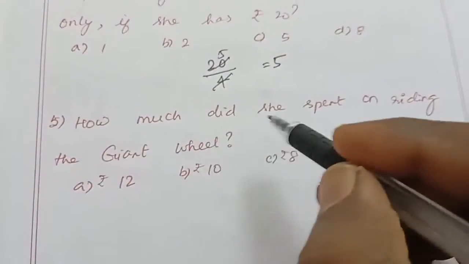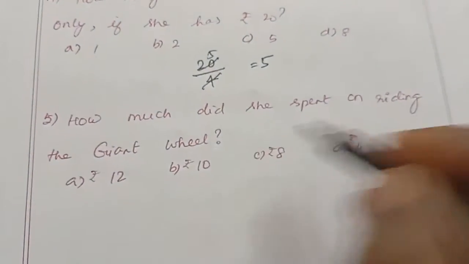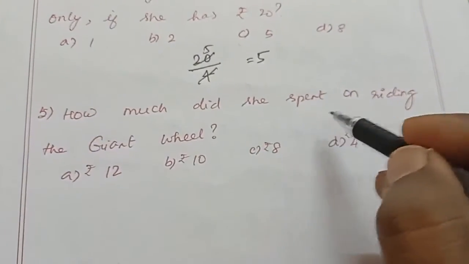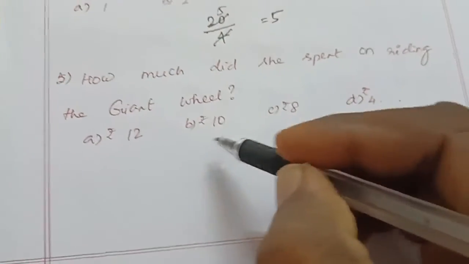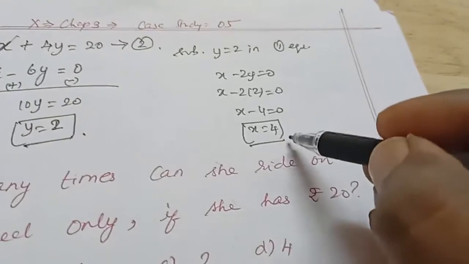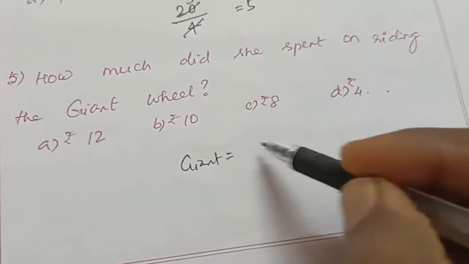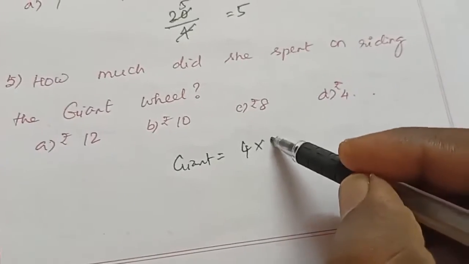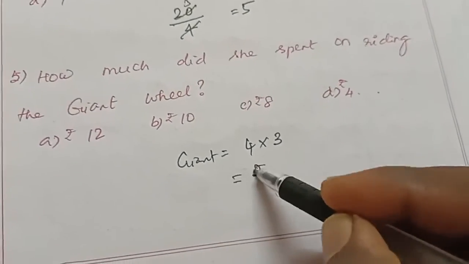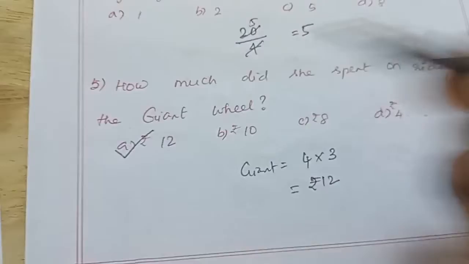How much did she spend on riding the giant wheel? She rode the giant wheel 4 times. One time the cost is rupees 3. So 4 into 3 is 12 rupees. So option A is correct.